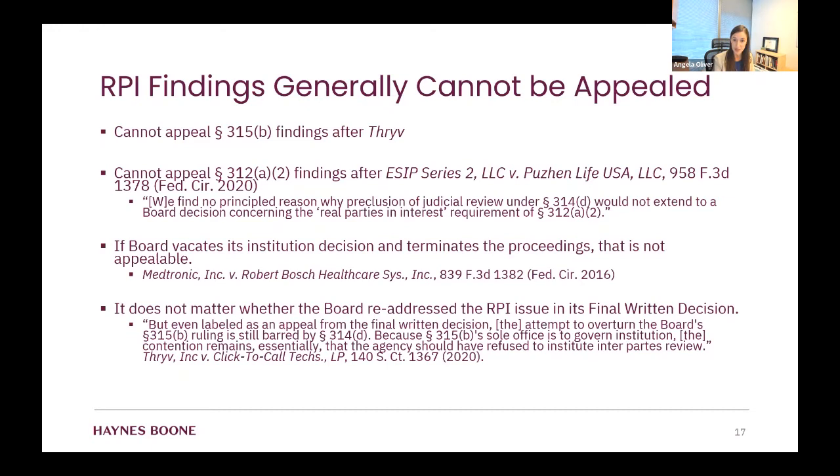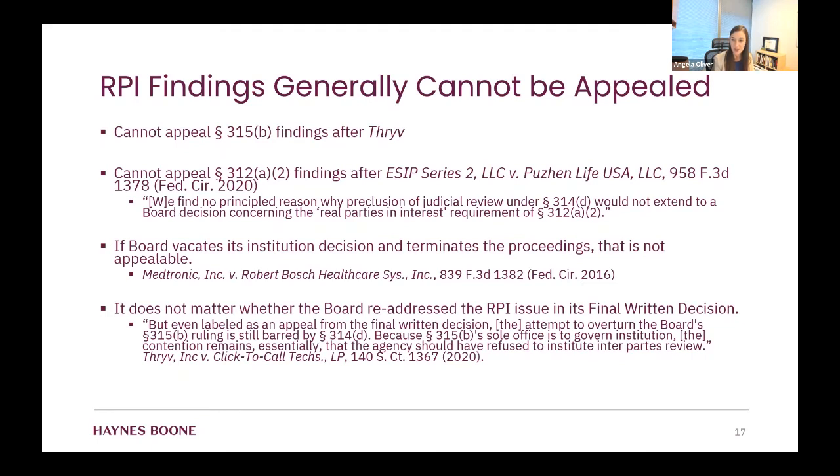That was a case called ESIP, and essentially the court said there's no principled reason to distinguish between those two. So if you're appealing a 312(a)(2) argument to the Federal Circuit saying someone should have been named as an RPI, that's not going to be something the Federal Circuit takes up either, based on the current precedent. I've included some other points here just to emphasize how serious this no-appeal bar is.